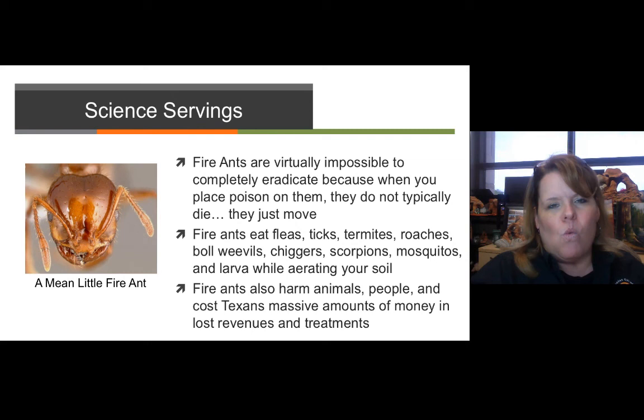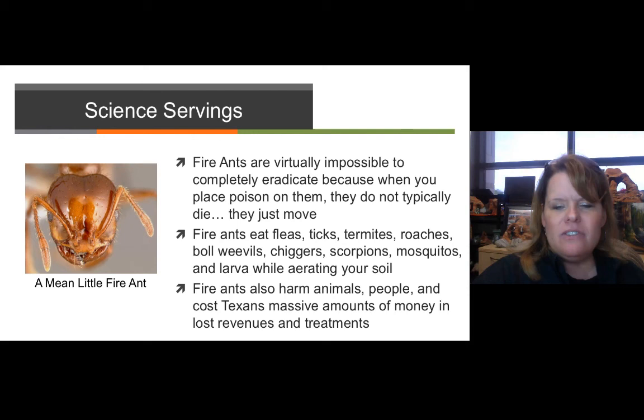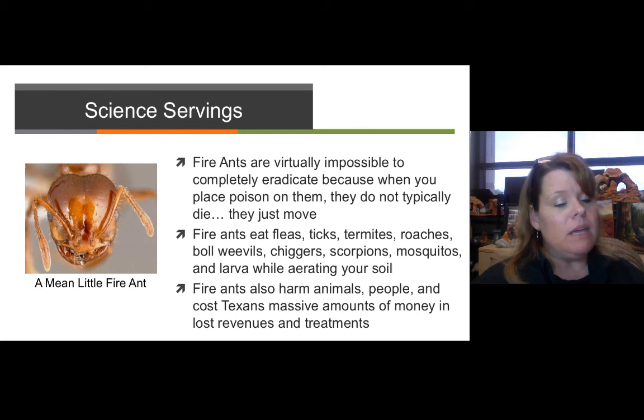Fire ants eat fleas, ticks, termites, roaches, boll weevils, chiggers, scorpions, mosquitoes, and larvae while aerating your soil. What a great thing they do. Fire ants also harm animals, people, and cost Texas massive amounts of money and lost revenues and treatment. So the mean little fire ant, there is a solution, diatomaceous earth.